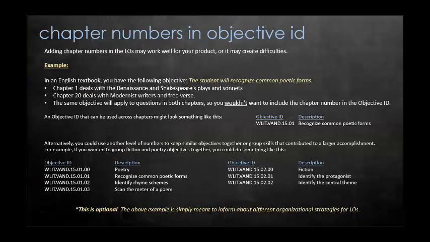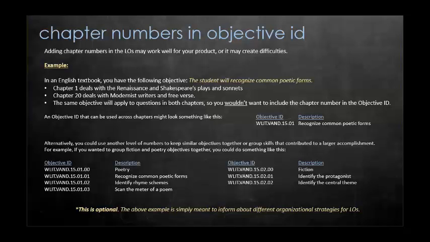Chapter numbers in the objective ID. Adding a chapter number in the learning objectives may work well for your product, but it also may create difficulties. I'll give you an example. In an English textbook, you have the following objective: the student will recognize common poetic forms. Chapter 1 deals with Renaissance and Shakespearean plays and sonnets, while Chapter 20 deals with modernist writers and free verse.